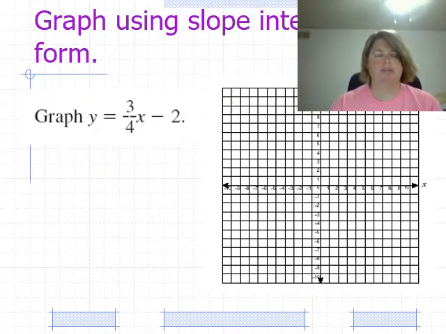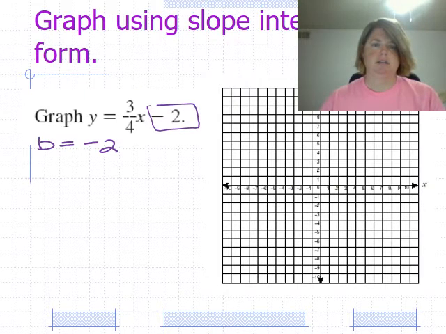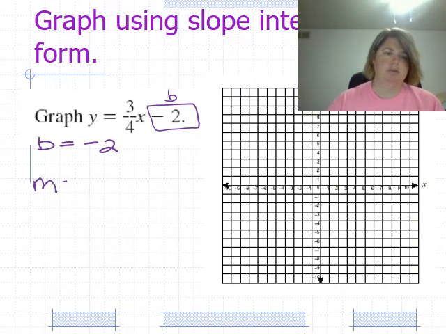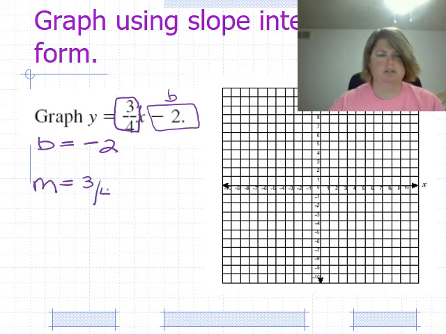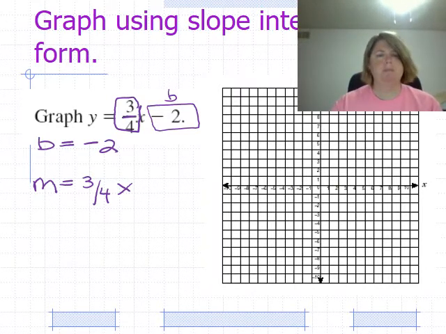Now this time they've given it to us a little different. The equation is already solved for y. Yay. Now we find b. Begin with b. So as long as the equation is solved for y, the constant is always b, right? The slope is, as long as the equation is solved for y, the slope is the coefficient of x, which is 3/4 x. It should be a solid line there, okay? So I'm going to start at -2 on the y-axis.